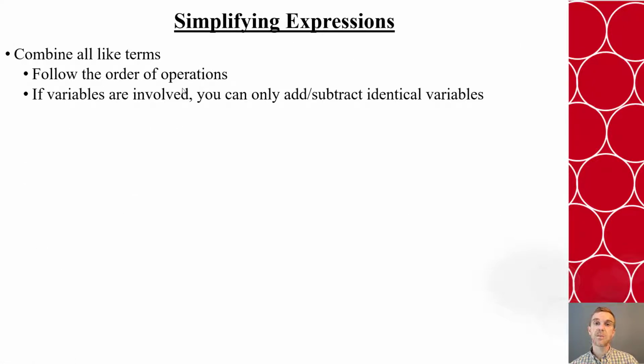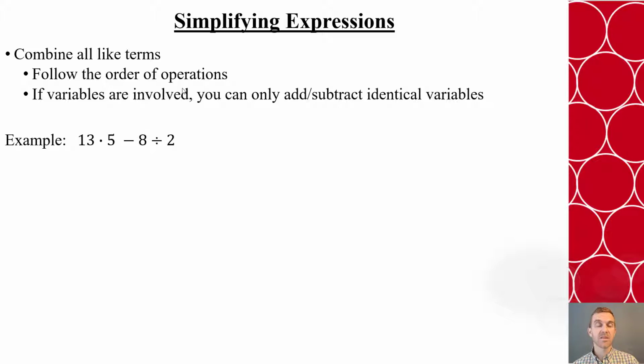Now, when we simplify an expression, we're going to combine all of our like terms. We have to always follow the order of operations, and we have to pay special attention when we have variables because we can only add and subtract identical variables. Let's look at some examples.